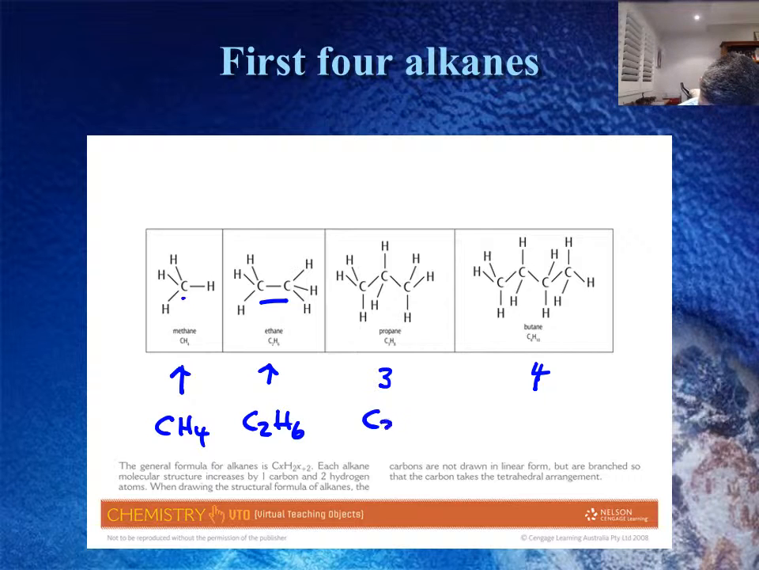C2H6, C3H8, C4H10. So you can see each time we're adding 1 carbon and 2 hydrogens to our molecular formula. And this is a trend that we can find for the alkanes.